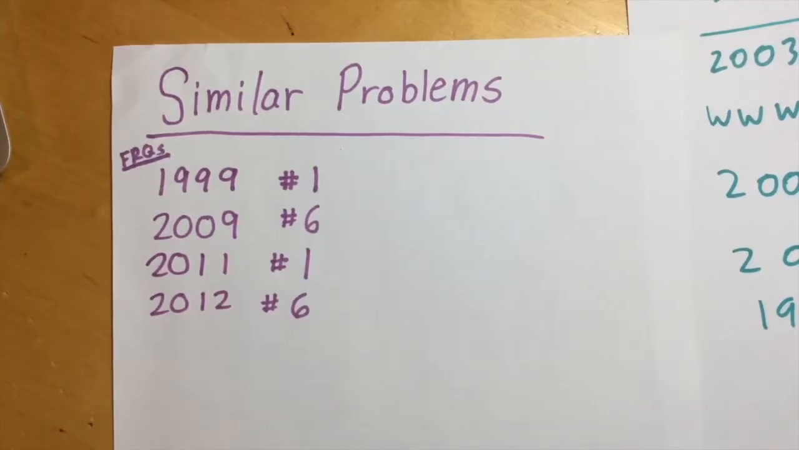Some similar problems that may help to give a better understanding are FRQs 1999 number 1, 2009 number 6, 2011 number 1, and 2012 number 6.